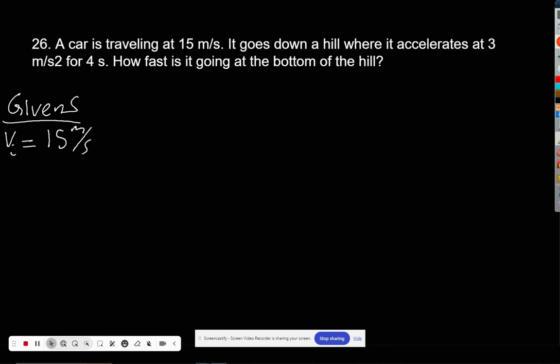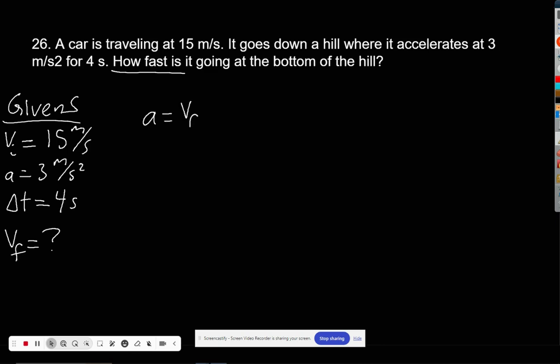It goes down a hill where it accelerates at 3 meters per second squared. Acceleration, 3 meters per second squared, for 4 seconds. It's going to be accelerating for 4 seconds. So that's my time. And then how fast is it going at the end, at the bottom of the hill? We're looking for final velocity. So we've got acceleration, time, and 2 different velocities. Luckily, we have an equation that has those 4 things and only those 4 things.